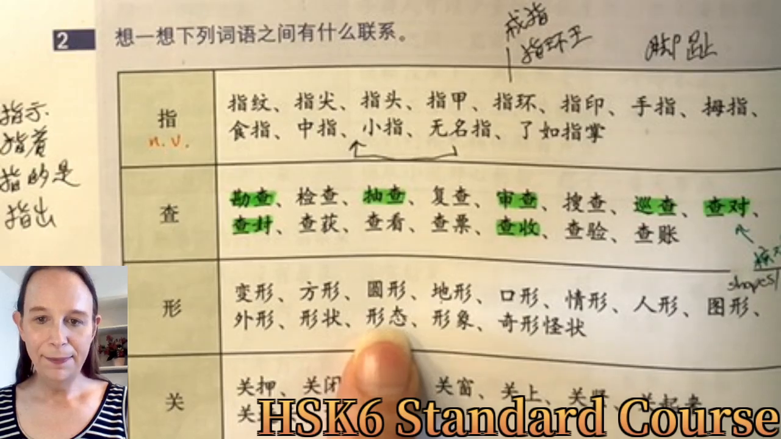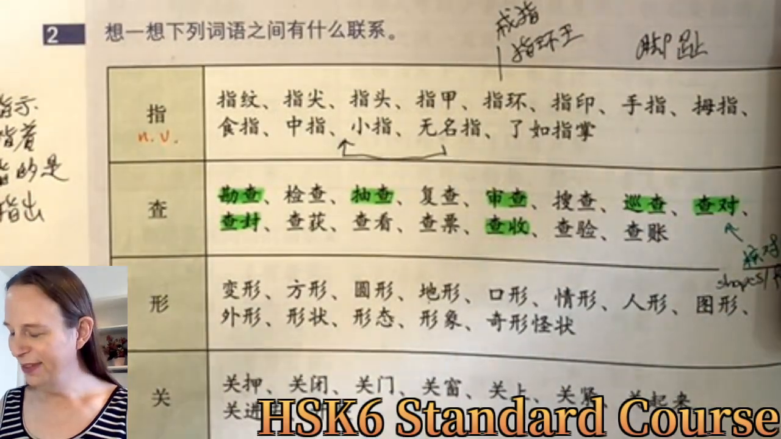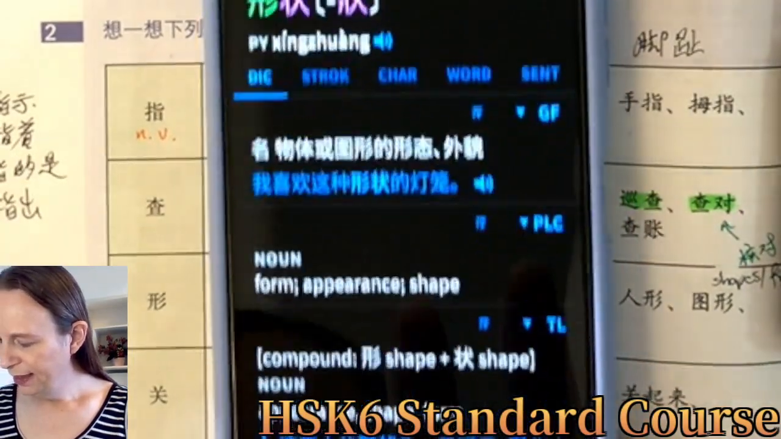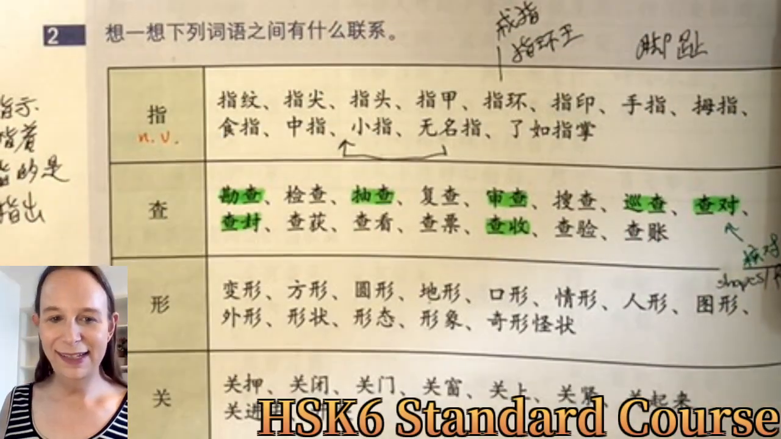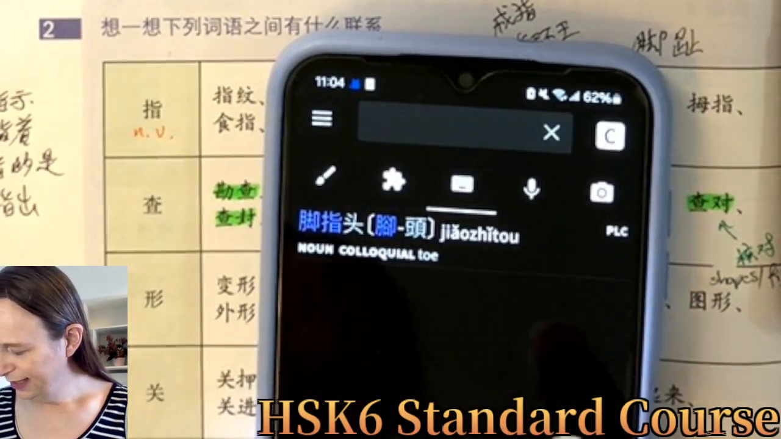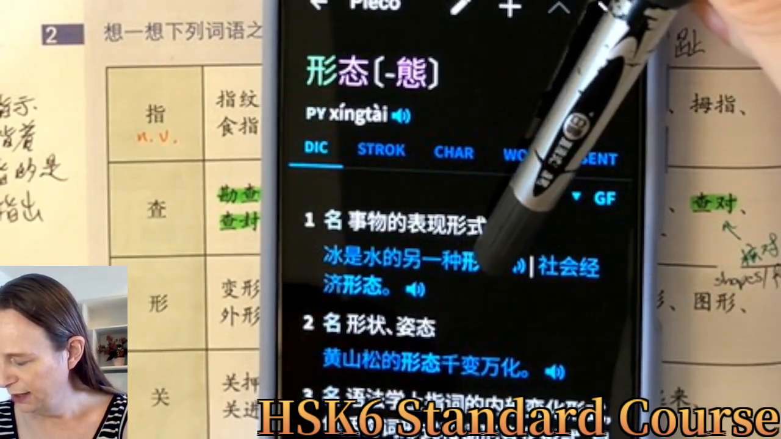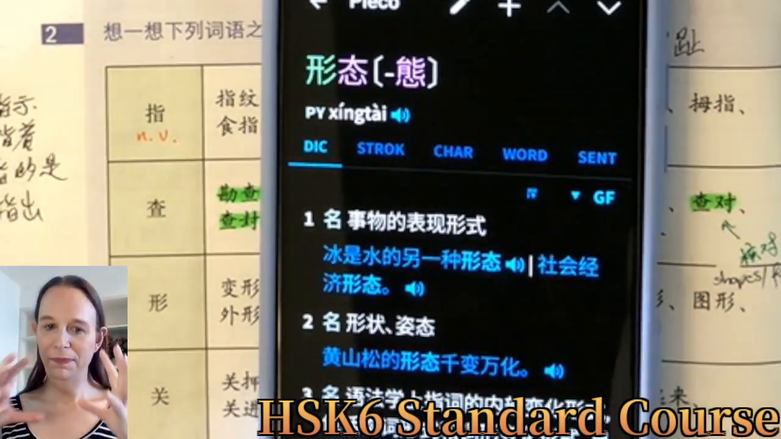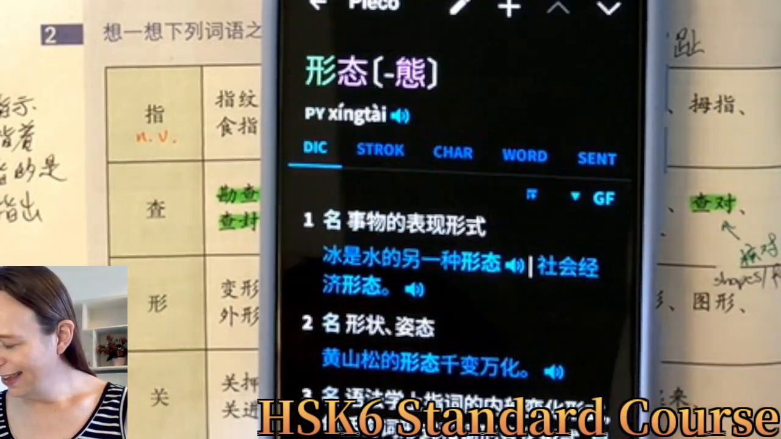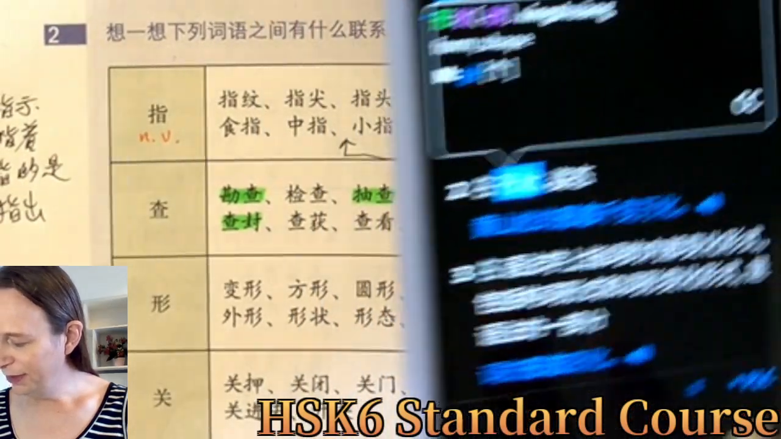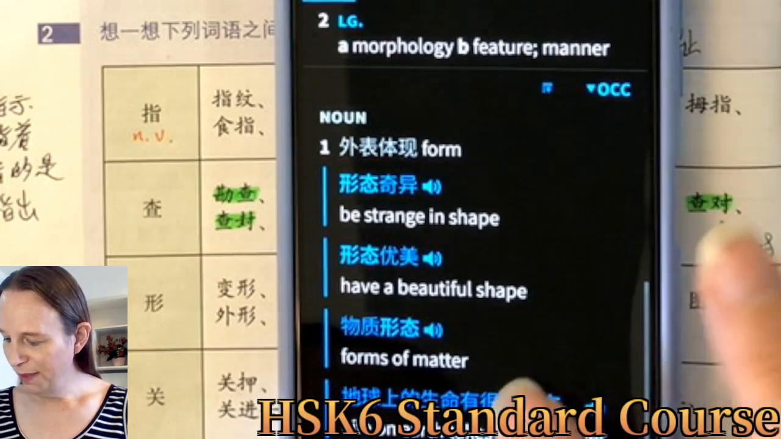All right. 形态. So I think this is kind of close to this 情形 one, right? 形态. Kind of like the state of affairs or something in that ballpark. Let's see what we got. Form, appearance, shape. Oh, sorry. What are we doing? 形态. I put in 形状. 形态. Okay. 事物的表现形式. So maybe there's different morphologies of something and it has different shapes in that sense. Oh, morphology, there it is. Wow, all right. We're looking at 形态, 形状, 姿态. So form, shape, pattern. So maybe morphology is the right one.